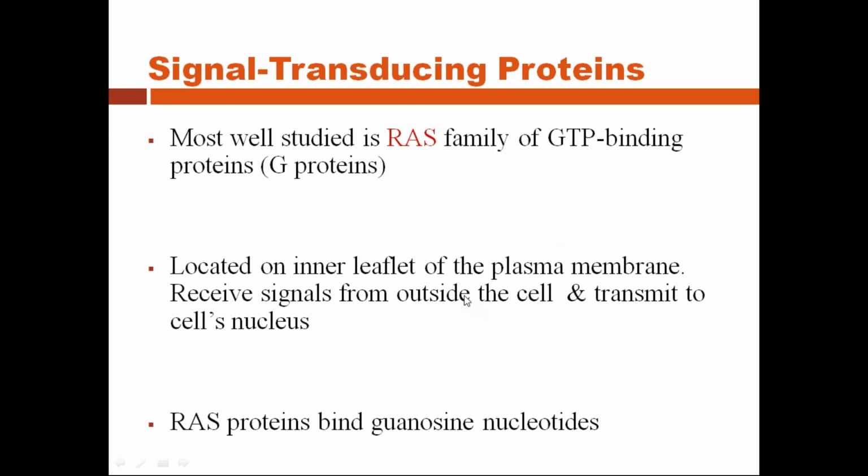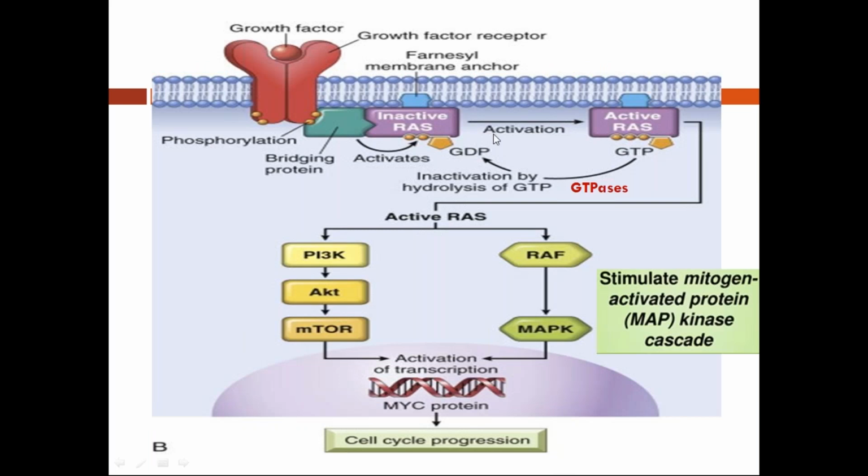It receives the signal from the receptor and transmits it to the nucleus, and it binds to one protein, the guanosine nucleotide protein. Now let us see the diagram. Here you have the RAS protein. Can you see where it is present? It is present in the cytoplasm, but it is attached to the inner side of the plasma membrane with the help of one more protein called the farnesyl membrane anchor protein. It's not so important to remember this. You can just say it is attached to the inner surface of the plasma membrane.